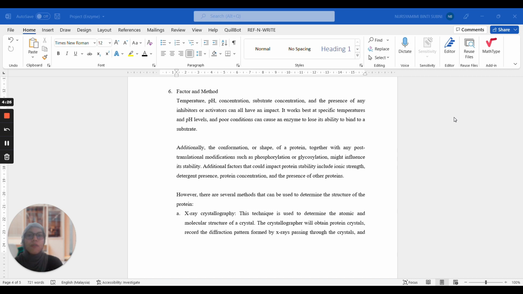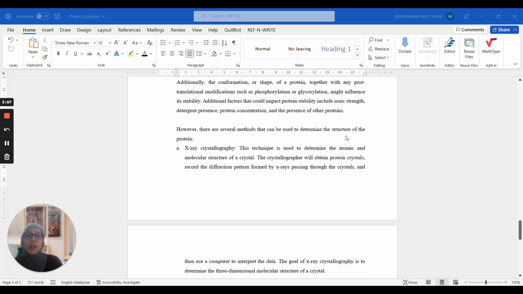The conformation or shape of a protein, together with any post-translational modifications such as phosphorylation or glycosylation, might influence stability. Additional factors that could impact protein stability include ionic strength, detergent presence, protein concentration, and the presence of other proteins. However, there are several methods that can be used to determine the structure of the protein.